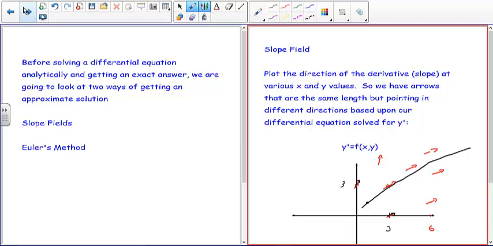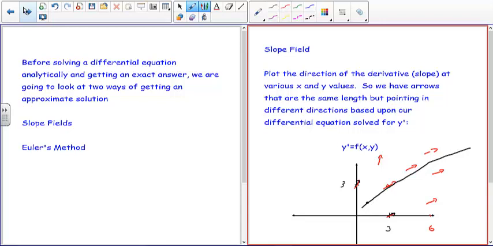So what you end up with is a diagram that consists of arrows, and the arrows are all the same length. We have a differential equation that says y prime is some function of x and y, so for each value of x and y, you can come up with a number, and that number is the slope, and the slope is the direction of the arrow. So don't think of them as vectors like we do in physics, which have both magnitude and direction. These only have direction.